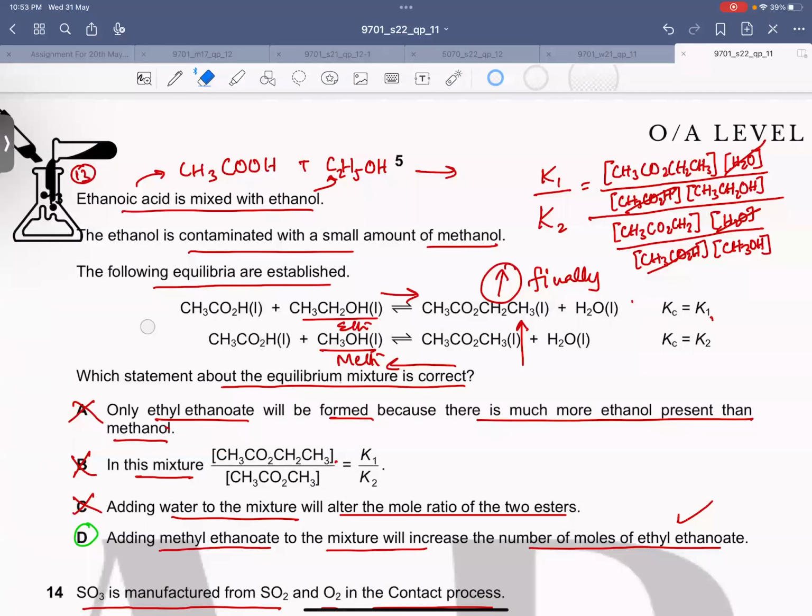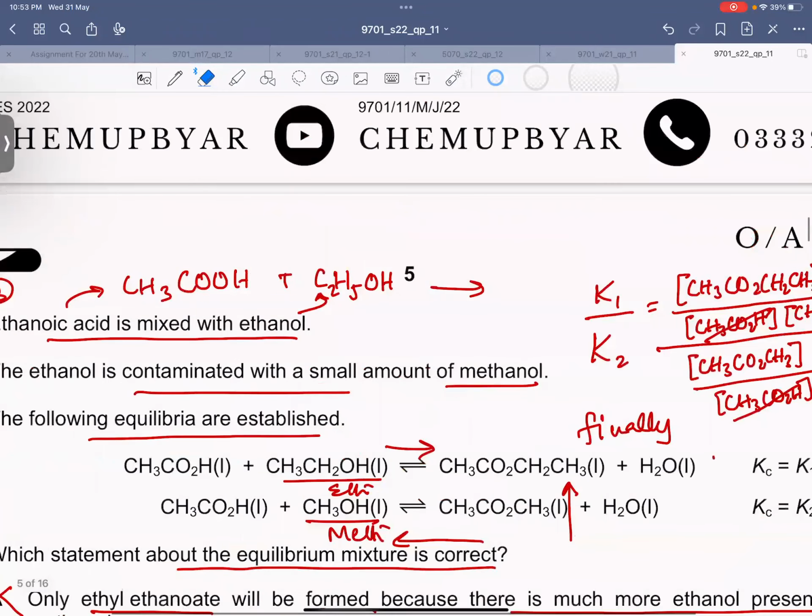Basically, these two equilibriums are in the same container. Is this understandable? Because they said that the ethanol is contaminated with the methanol, so both the things are present in the same container, and when we added the ethanoic acid to them, these two equilibria would be established in the same container. Is this understandable?